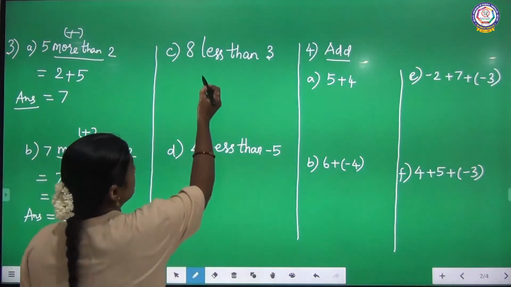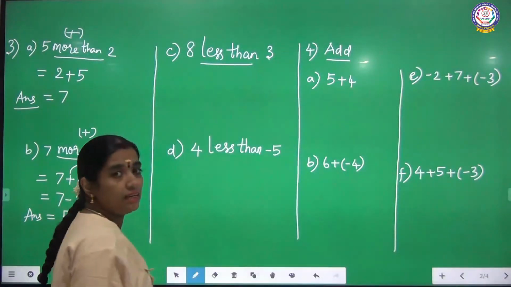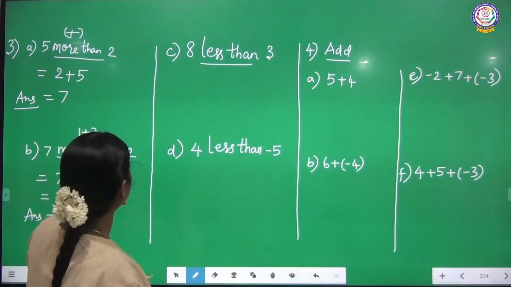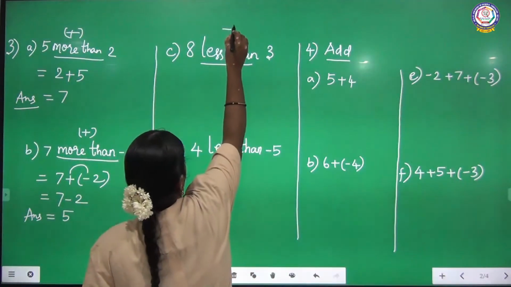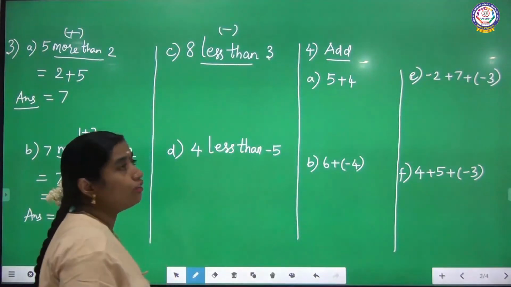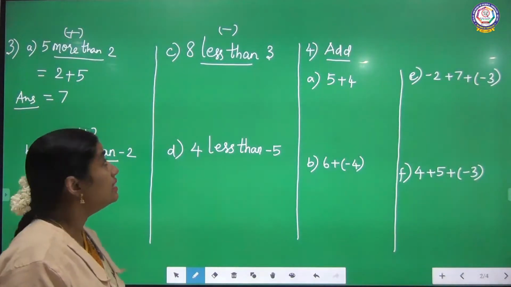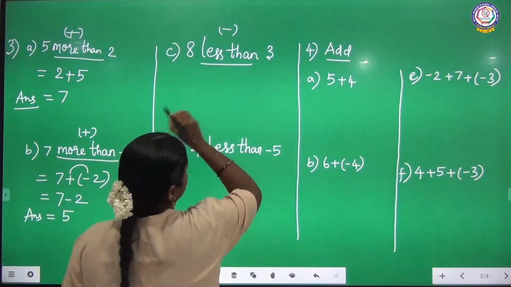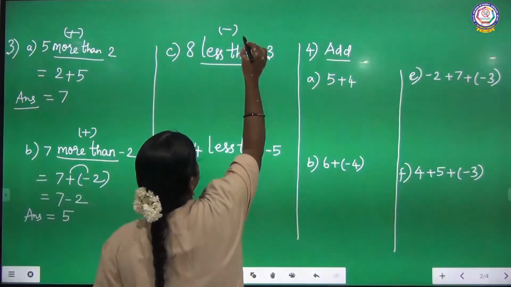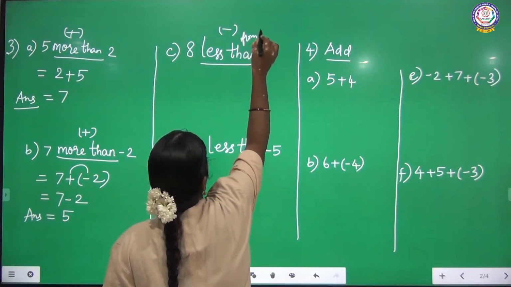See this sum. Less than means what do I have to do? More than means plus. Same as, less than means subtract. I am going to subtract. See, 8 less than 3. So, here less than is a from. We know the from concept.